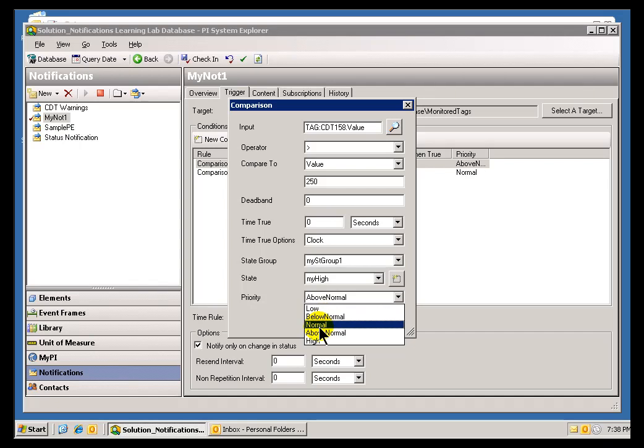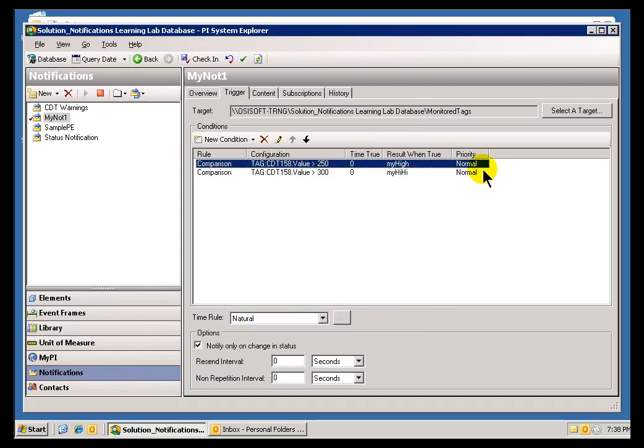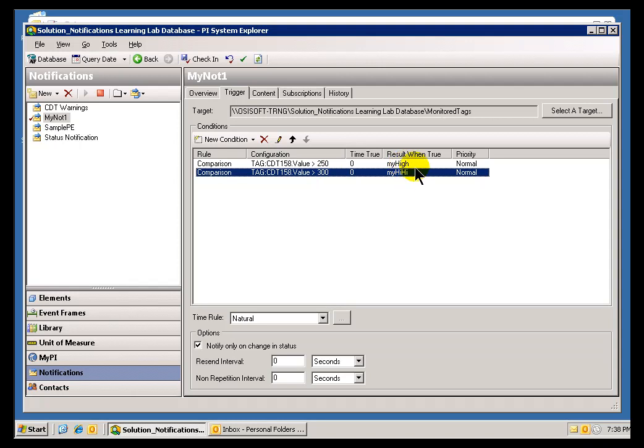Now, what if both of the priorities are the same, like we had in this case? What if both are normal or both high or something like that? Well, if that's the case, then we take a look at this alert state here, the one called my high and my high. If you recall from our earlier discussion, the my high state is the one that has the higher priority.